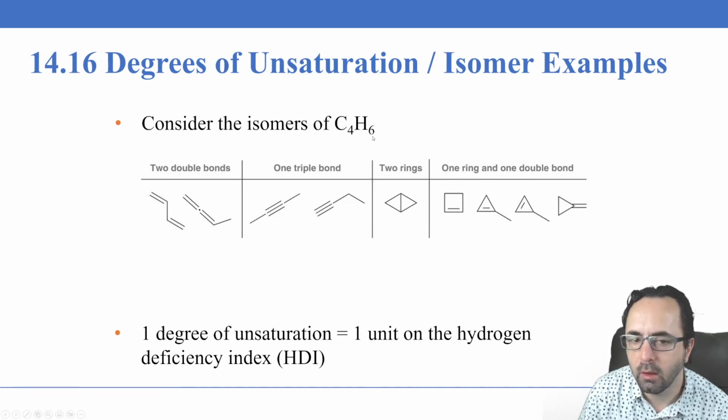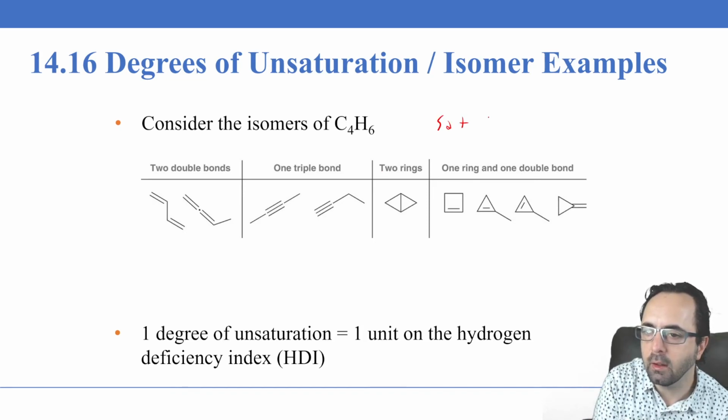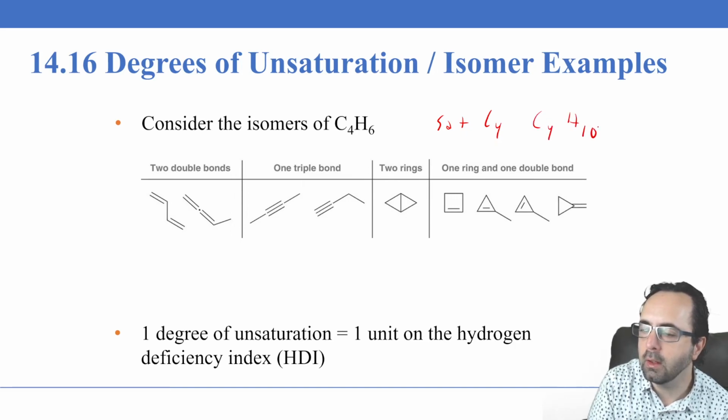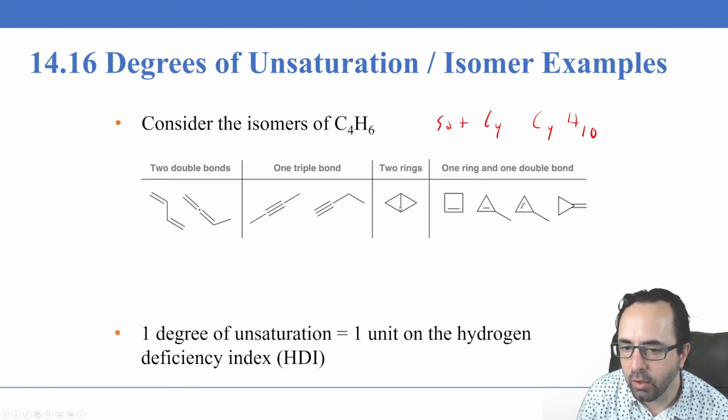Here, these are various isomers of C4H6. If it were saturated C4, we would have C4H2 times 4 plus 2, 10. 2 times 4 is 8, plus 2 is 10. But we've got 2 degrees of unsaturation on these, so they have only 6. This can be achieved by 2 double bonds, which gives us 2 degrees of unsaturation. 1 triple bond is 2 degrees of unsaturation. If you have 2 rings, each one is 1 degree of unsaturation, so that would be 2. And if you have a ring and a double bond, that's 2 degrees of unsaturation as well.